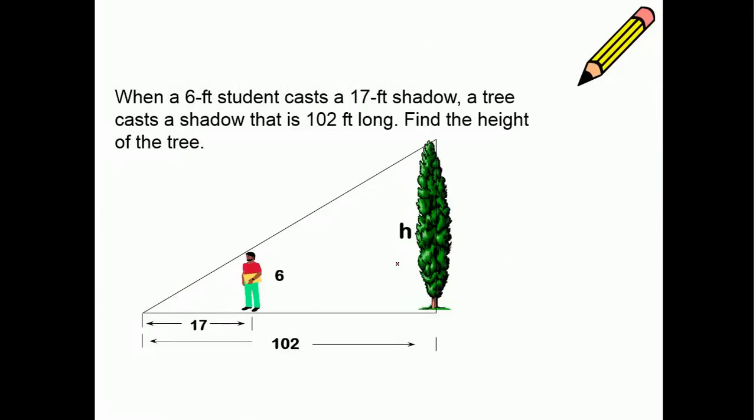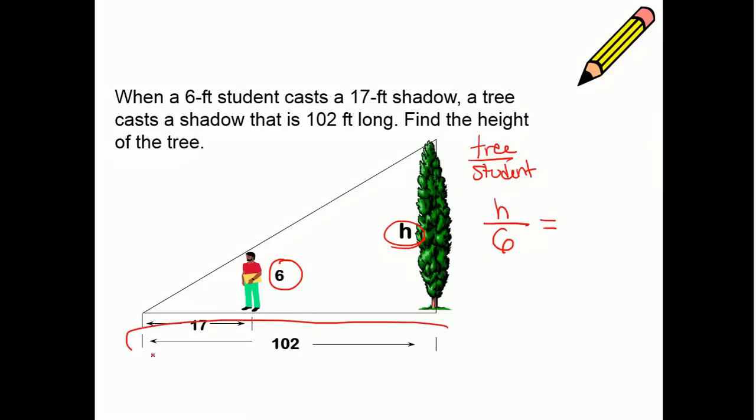So let's actually take a look at this. A 6-foot student casts a 17-foot shadow. Let's assume we're probably at high noon. That's when your shadow is the longest. A tree casts a shadow 102 feet long. Find the height of the tree. So I need to go tree over student. The actual height of the tree is H, and the actual height of the student is 6. Now the shadow of the tree we know is 102, and the shadow of the student is 17.